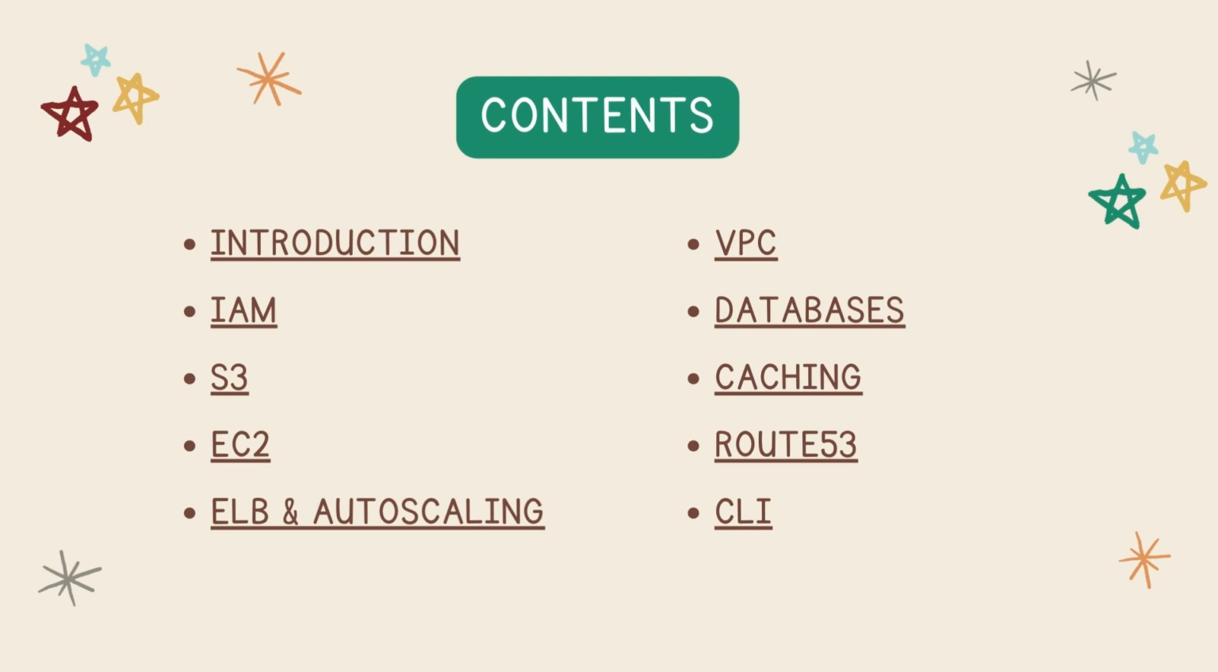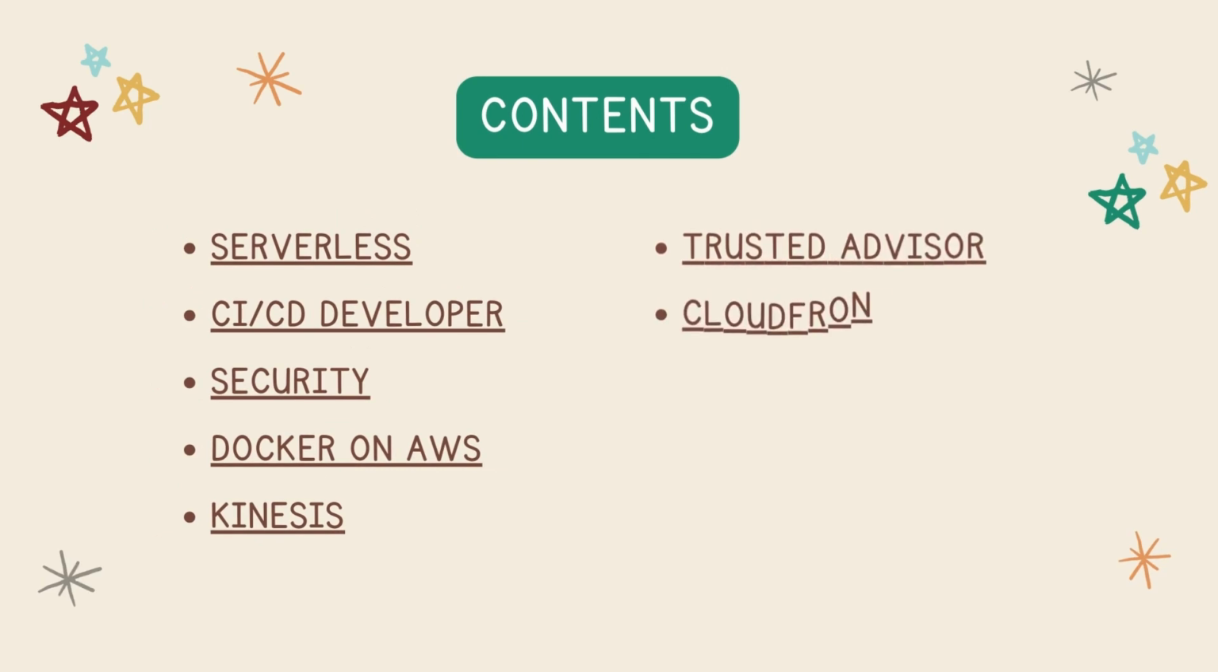Coming to the contents, we are going to have a quick introduction about what all is there in the course, exam guide, and all I have already shared in the previous video. So that I'm already done with. So IAM will be the next video which will be coming up, and then we'll go with S3, EC2, ELB, auto scaling, VPC, databases, caching, Route 53, CLI. We'll be covering each and every topic, and we'll try to do labs as well.